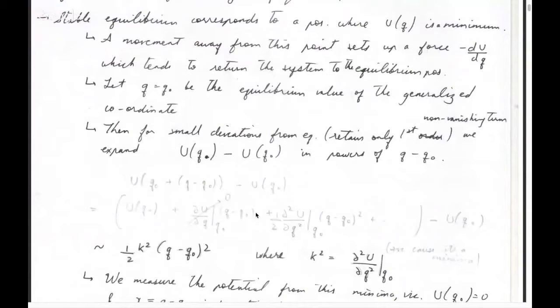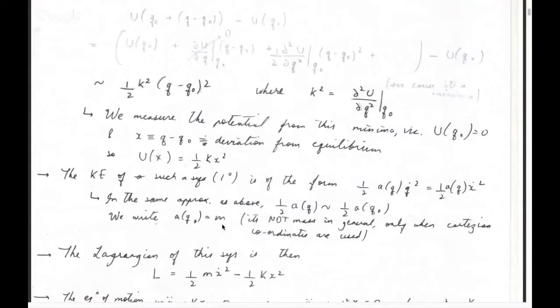Now what we do is expand U of q around q naught. So we get U of q minus U of q naught as half of k square times (q minus q naught) whole square. This is because we assume dU/dq to be 0 at the equilibrium point, because at the equilibrium point this is a minimum. We just get this term: half of d²U/dq² into (q minus q naught) whole square. Now we take k square to be d²U/dq².